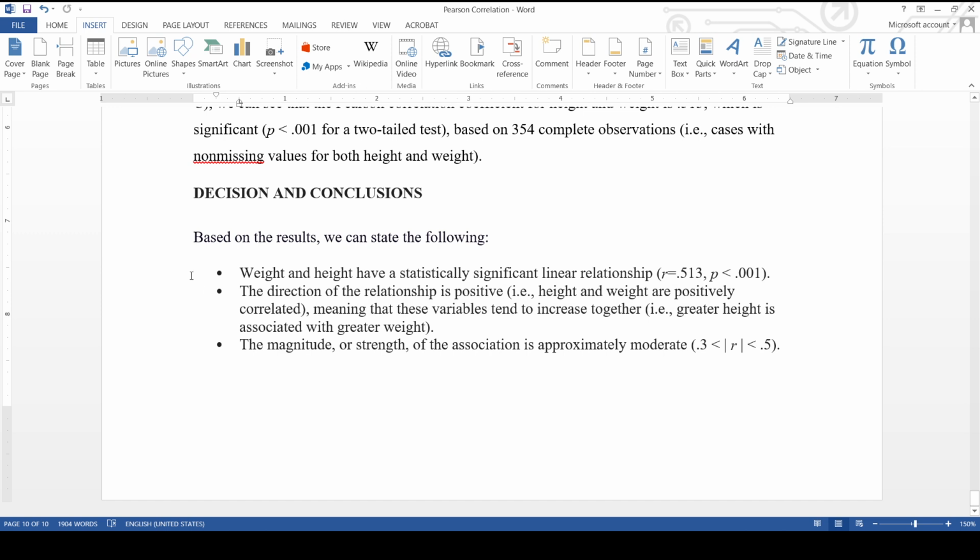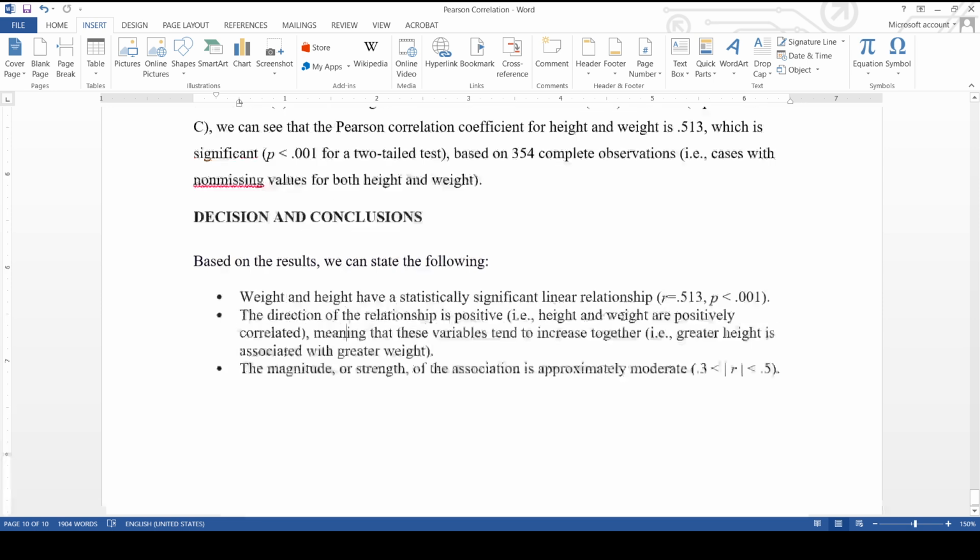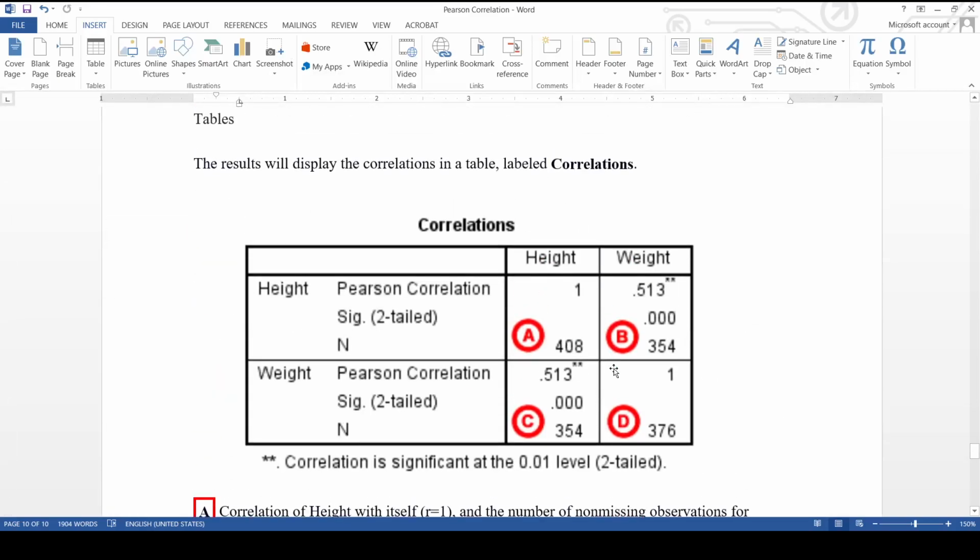So this is from the table. All right? And how did we get this? This one and this one. I said the direction of the relationship is positive. It's also from this result. If it's not positive, it will be showing us what? Minus in any of the results here, right? It will be showing us minus here.